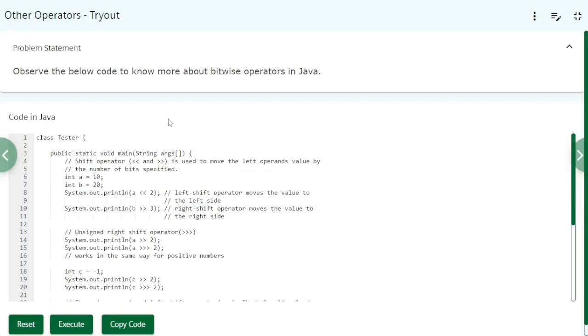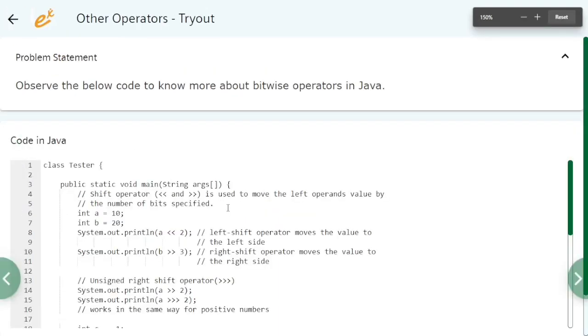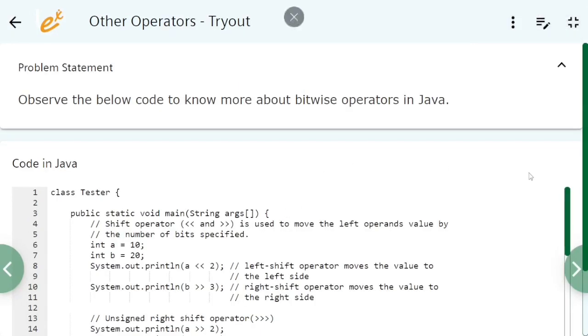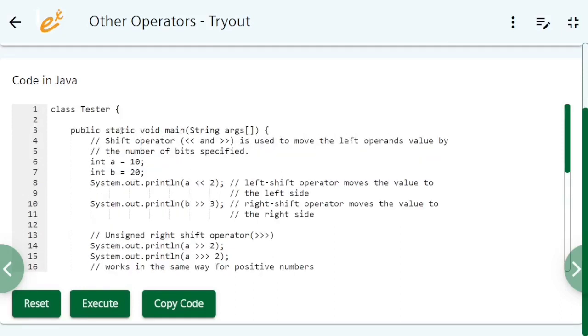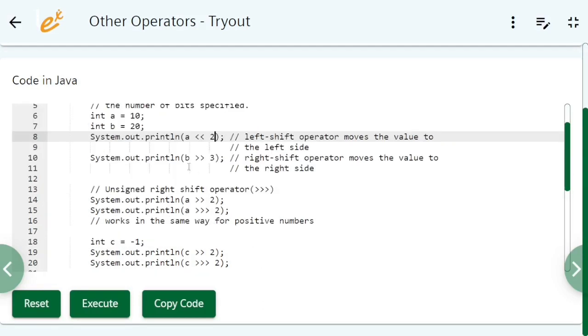Okay, so we have a tryout here. So we have this code here. Let me zoom a little bit in. Okay, so this is a code, as you can see. We have just declared two variables, A and B, having the values 10, 20. And here, we are left shifting this A, whatever the value is inside A, by 2. Okay. And here we are right shifting the value of B by 3.